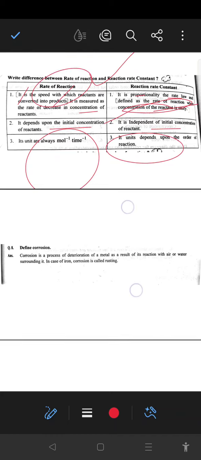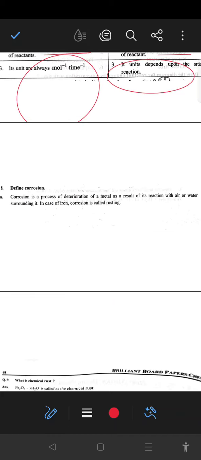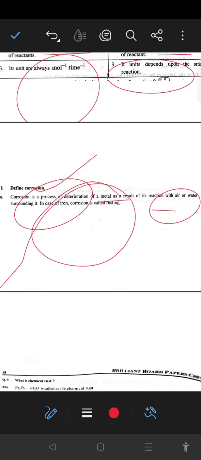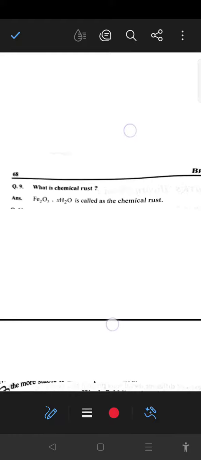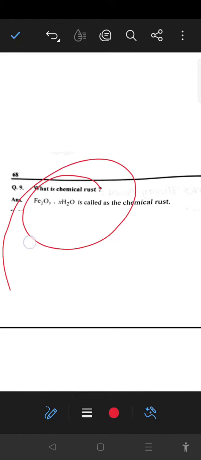Next is corrosion. Corrosion is a process of deterioration of metal as a result of reaction with the air or water surrounding. In case of iron, the corrosion type is called rusting. Next question, the chemical formula of rust: Fe2O3 x H2O, that is the chemical rust formula.